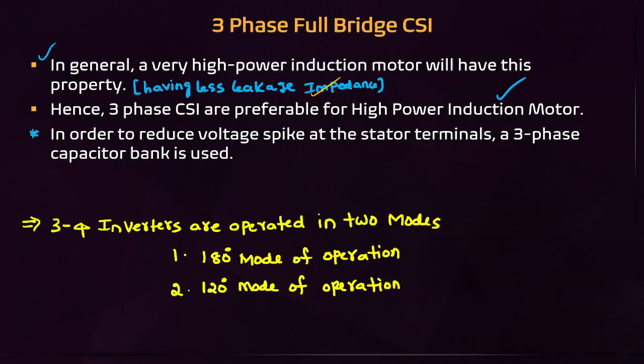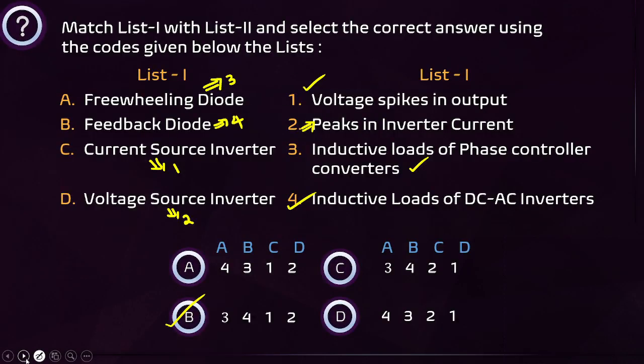That's why current source inverters are more favorable for high power induction motor drives. For high power induction motor drives, why? Because in high power induction motor drives only the leakage impedance is less. Three-phase inverters are operated in 180-degree mode and 120-degree mode. What exactly is 180-degree mode? This problem you also have to practice.